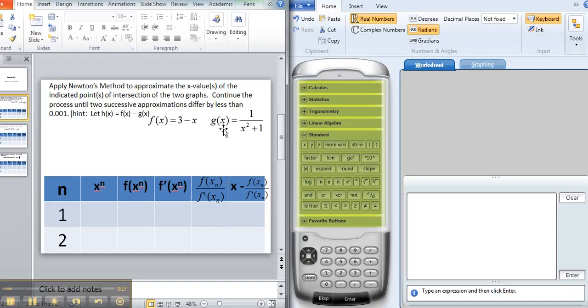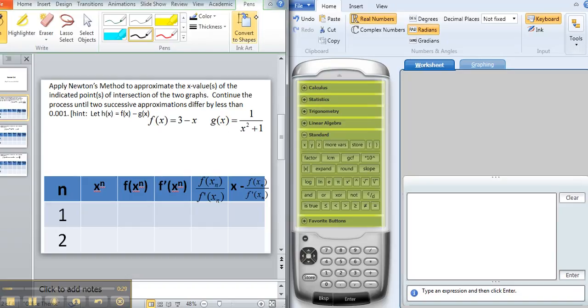I'm going to tell you that the approximate point that I'm going to use where they intersect is 2.9. So I'm going to start there today. You do need to know the hint, okay? The hint is that we are going to let h of x equal f of x minus g of x, and that's what we're going to be using as the function for the intersection.